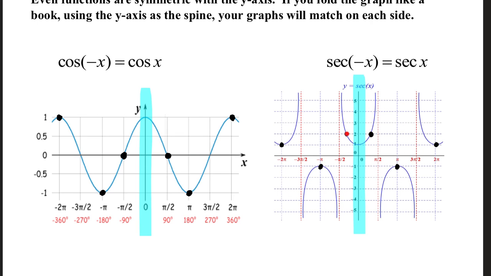Pick a negative angle and then change it to a positive, you've got the same y value or function value, and that's true for secant. Secant of negative pi is equal to secant of positive pi. Again, crease at the y-axis, close it like a book. The left sides and right sides lay on top of each other perfectly.